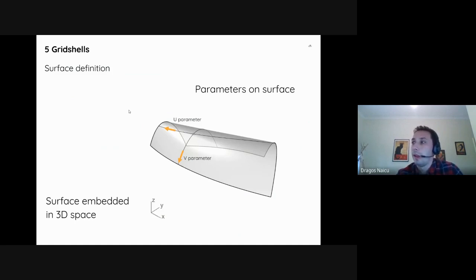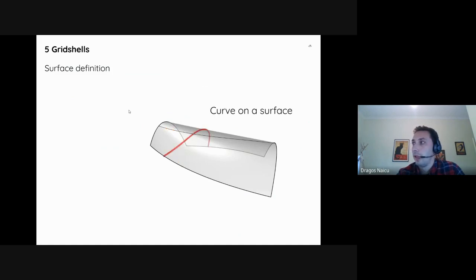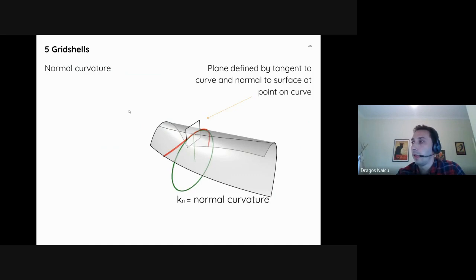Surfaces are two-dimensional objects which are embedded in our three-dimensional space, and usually we have a two parameter parametrization on the surface, giving us two principal directions. And say we put a curve which follows our surface to a certain degree. This could be our timber grid. So let's look at that curve. That curve can help us define a number of different types of curvature.